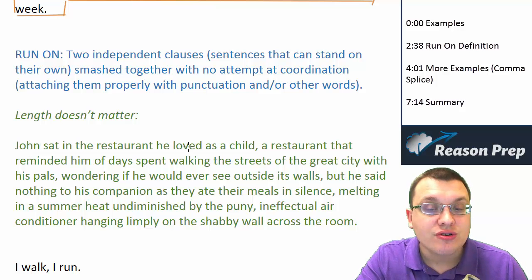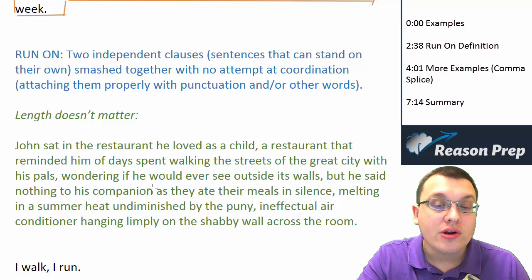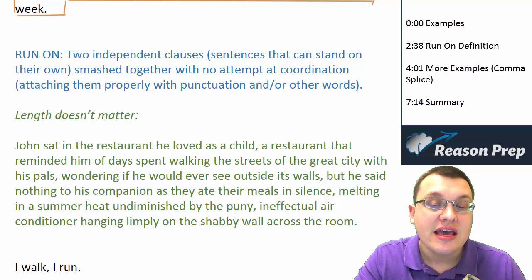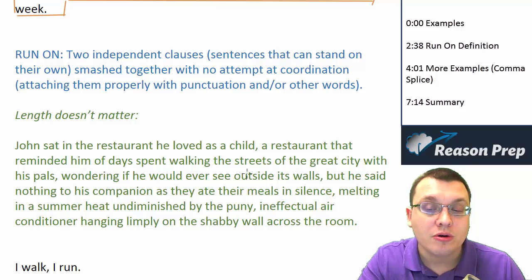John sat in the restaurant he loved as a child, a restaurant that reminded him of days spent walking the streets of the great city with his pals, wondering if he would ever see outside its walls, but he said nothing to his companion as they ate their meals in silence, melting in a summer heat undiminished by the puny, ineffectual air conditioner hanging limply on the shabby wall across the room.